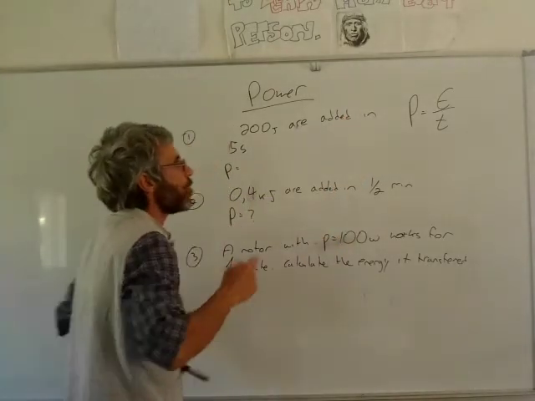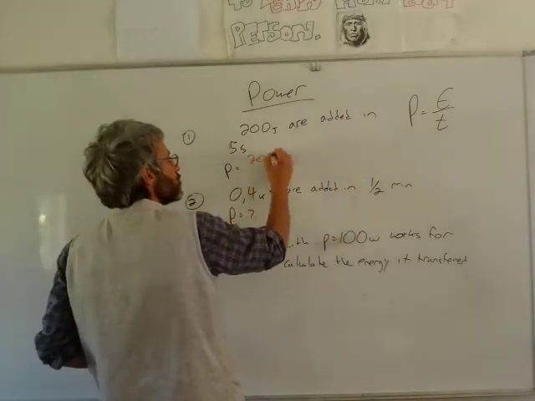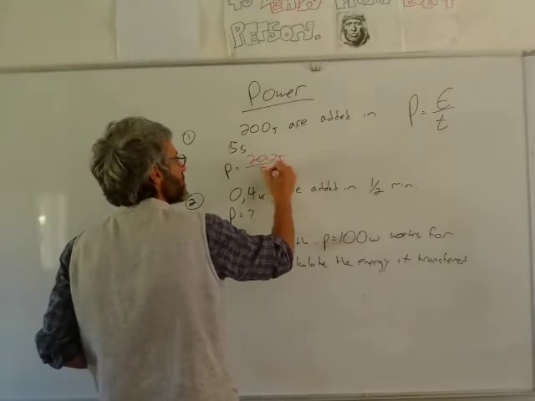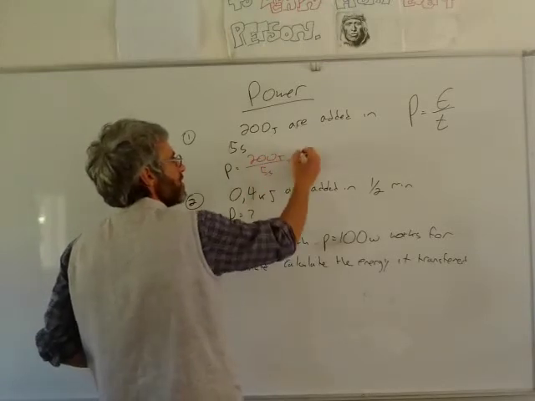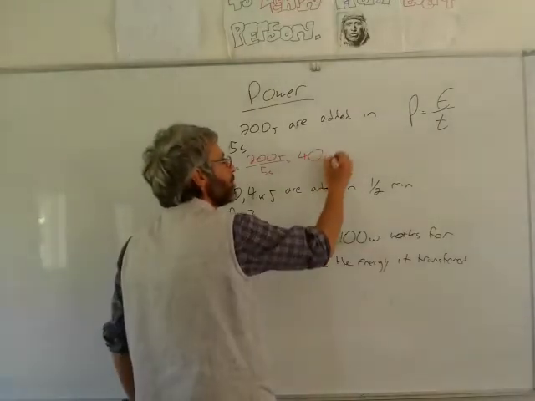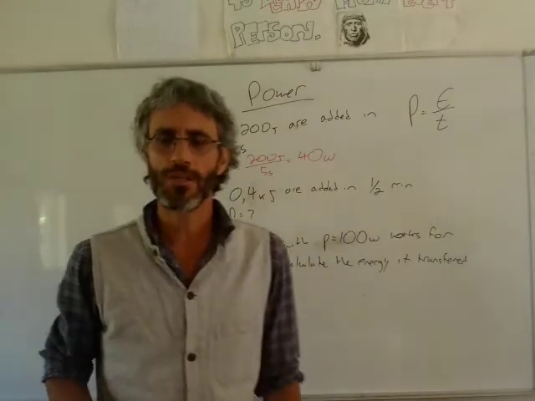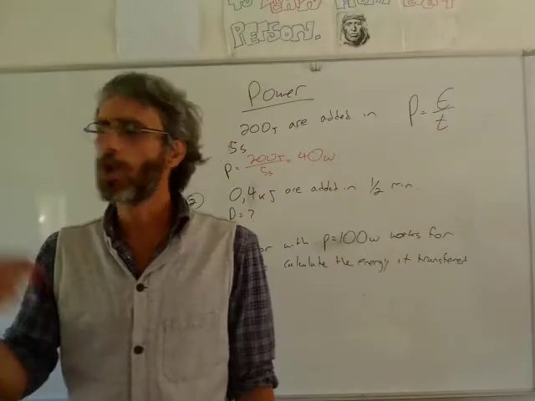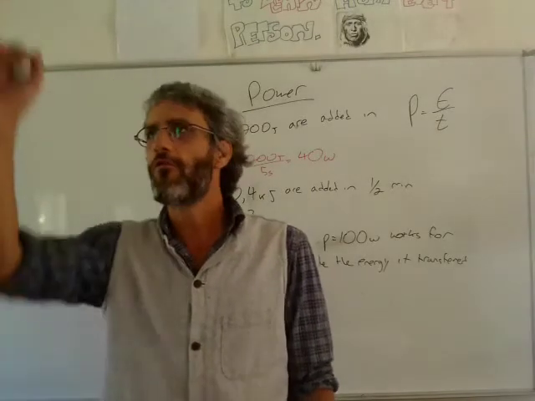P equals energy over time. Energy is 200 joules. Time is 5 seconds. 200 over 5 is 40. And because I work with joules and seconds, the answer will be in watts. 40 watts. I'm sure you have heard of wattage, watts of light.